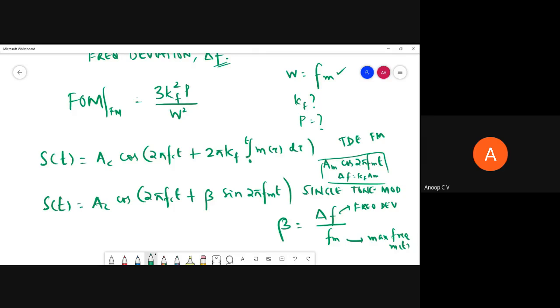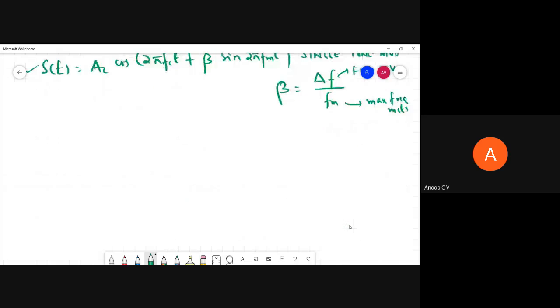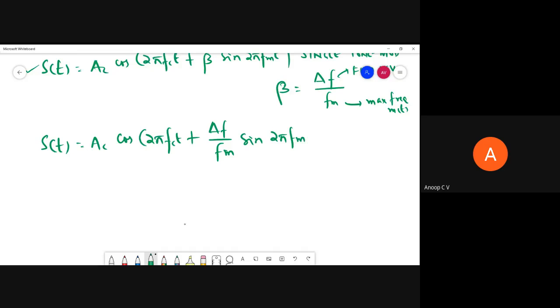So if we compare these two expressions, the standard expression and the one which is specialized for single tone, and try to compare them, let us see whether we can get some useful information. So that's what we are going to do next. We can write it as s of t is equal to Ac cos 2 pi fct plus delta f by fm sine 2 pi fmt.